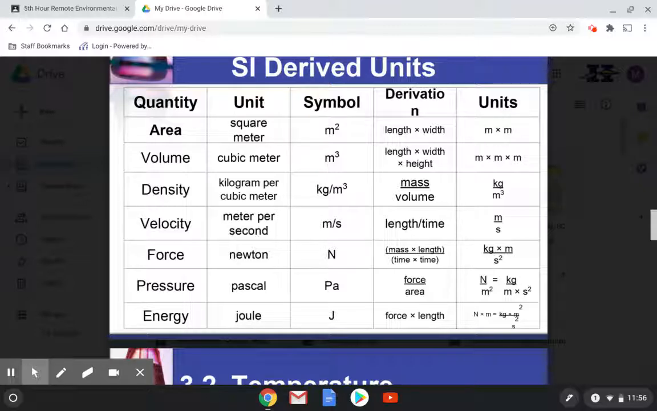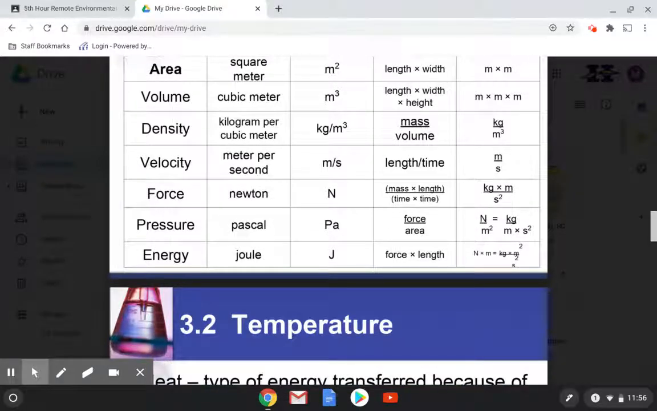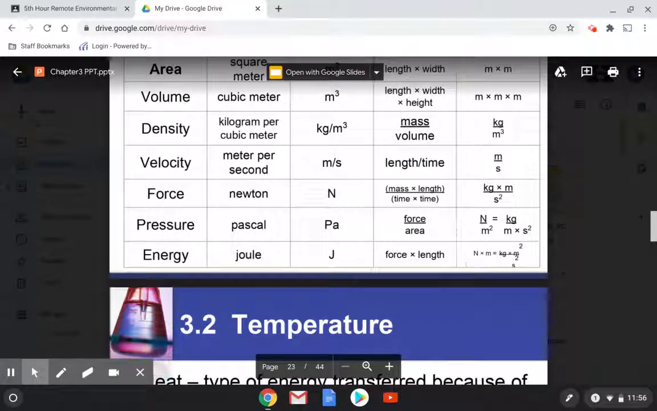And then energy, we measure energy in joules, and so that's going to be force times length. So N times m, which is equal to kilograms times m squared over s squared. Again, that kind of got messed up there, but it is what it is.